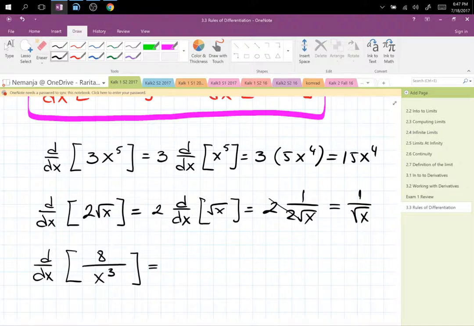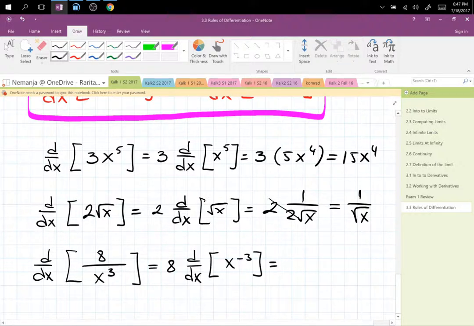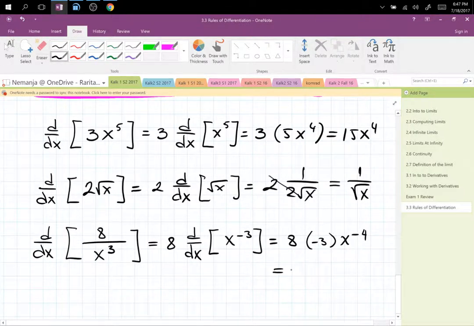What should I do first? So kick out 8 and rewrite the rest of the problem as x to the minus 3, right? Then we have 8, negative 3, x to the negative 4. And then we put everything together as negative 24 over x to the positive 4.